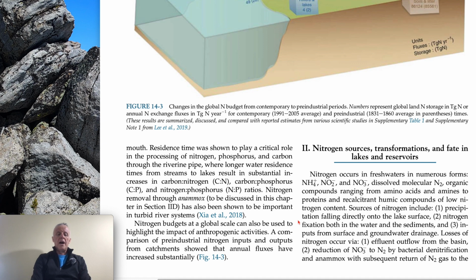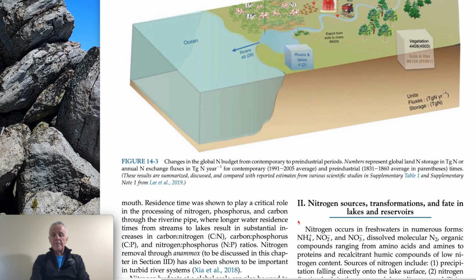Nitrogen removal through anammox, to be discussed in this chapter, has also been shown to be important in turbid river systems. Nitrogen budgets at a global scale can also be used to highlight the impact of anthropogenic activities. A comparison of pre-industrial nitrogen inputs and outputs from catchments showed that annual fluxes have increased substantially.